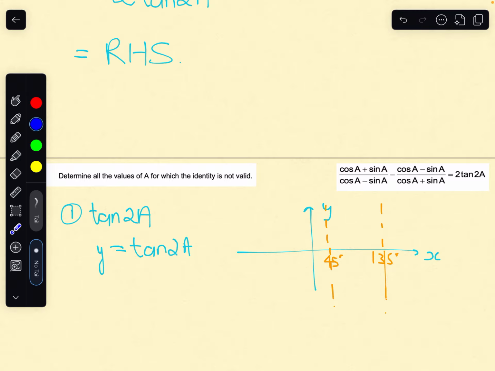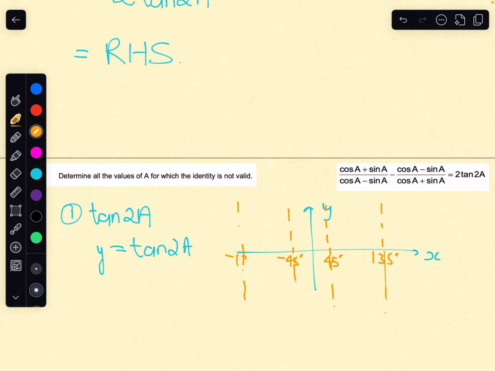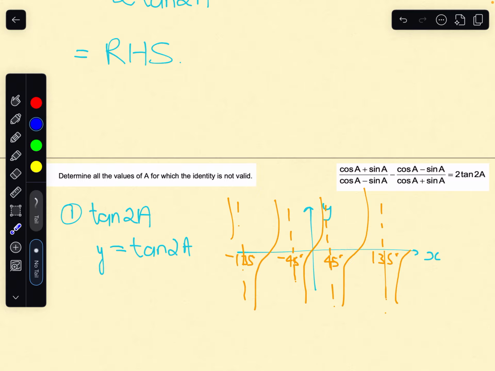It's no longer 180. And then there would have been an asymptote at minus 90, but we halve that as well, so that now becomes an asymptote at minus 45, and then the next one would be minus 135, and so it goes. So then your tan 2a graph kind of looks like that. So these are then the values where this guy is undefined.